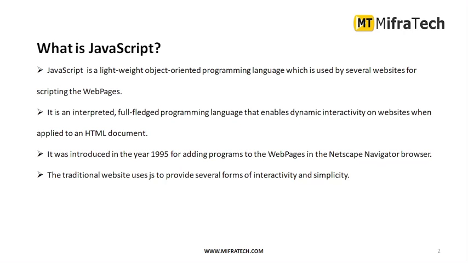What is JavaScript? JavaScript is a lightweight object-oriented programming language which is used by several websites for scripting web pages. JavaScript is a scripting language, similar to PHP, which is also a scripting language. It is an interpreted, fully fledged programming language that enables dynamic interactivity on websites when applied to an HTML document.